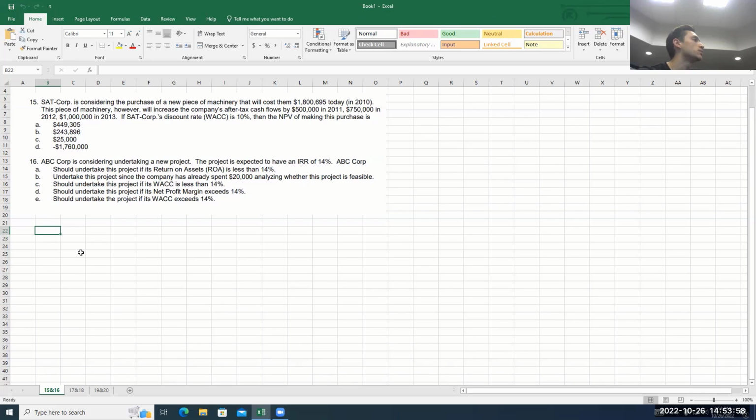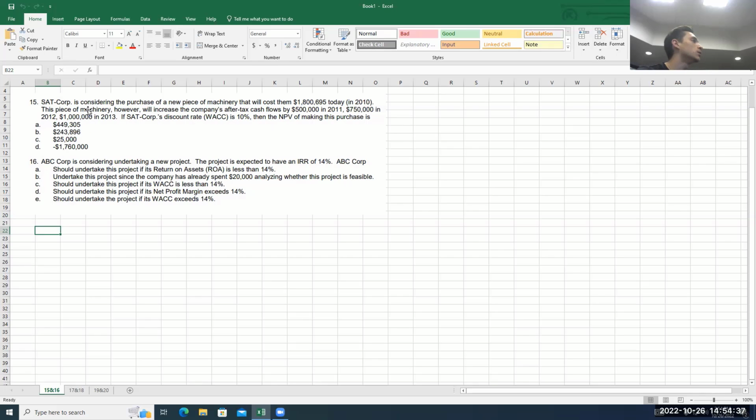SAT Corp is considering the purchase of a new piece of machinery that will cost them $1,800,695 today in 2010. This piece of machinery, however, will increase the company's after-tax cash flows by $500,000 in 2011, $750,000 in 2012, $1 million in 2013. If SAT Corp's discount rate is 10%, then the NPV of making this purchase is, okay, so right away we're looking for the NPV. That's what they're asking us for. So in this number 15, we're going to be using the NPV formula.